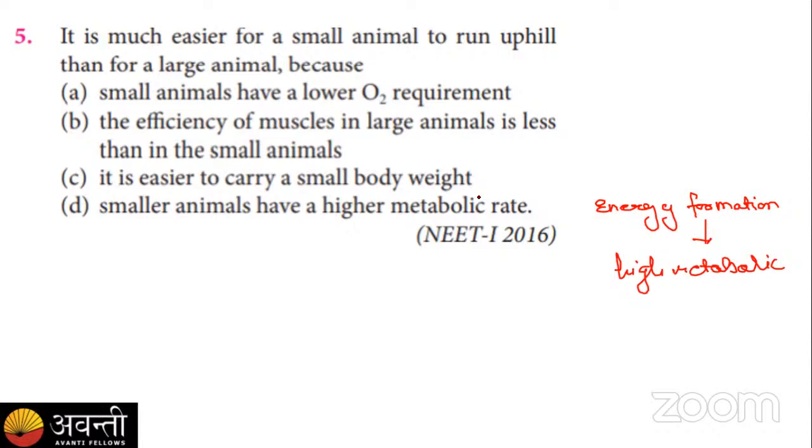It is not like that the small animals require low oxygen and the bigger organisms require high oxygen. It is all about metabolism, or we can say the catabolic process through which we produce a high amount of energy. So for this question, the answer is D.